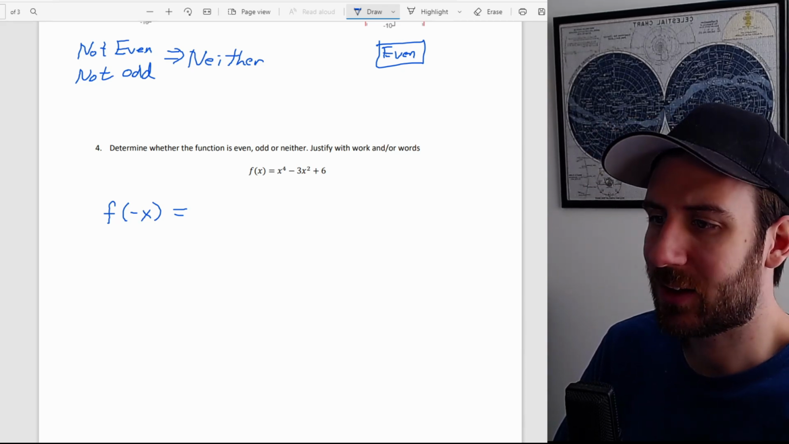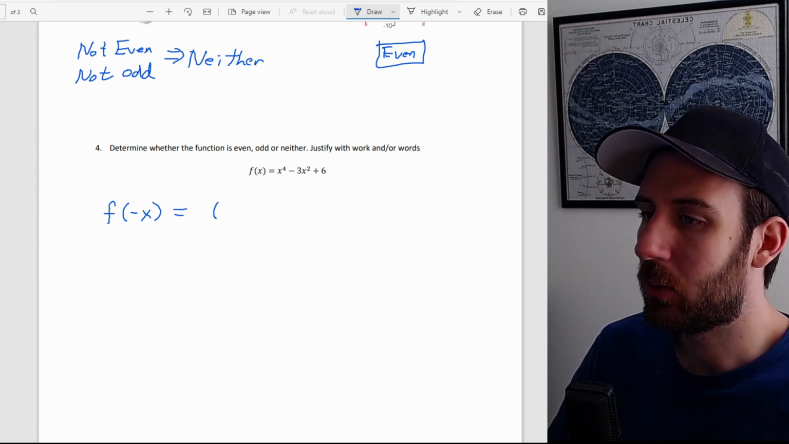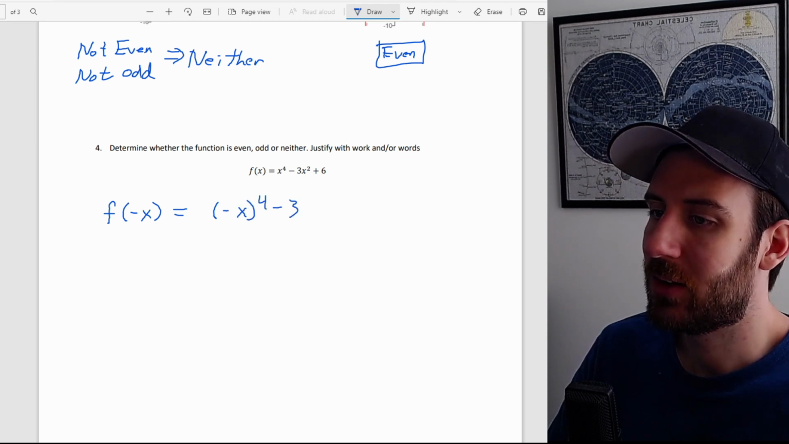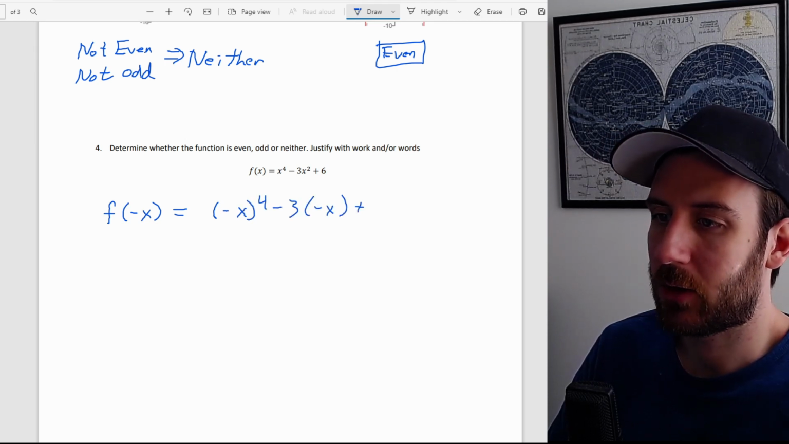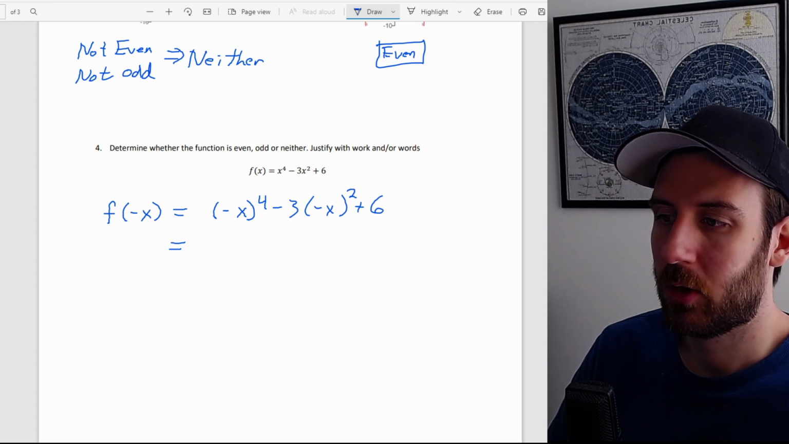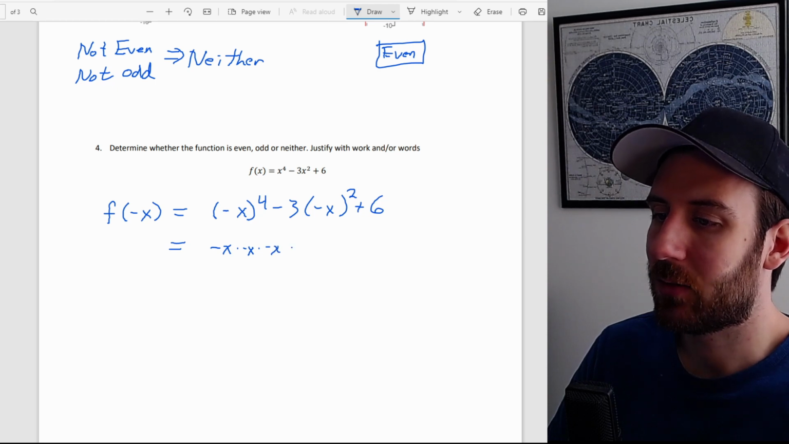So let's take a look at plugging in a negative x value here. If we plug in a negative x value, then we will get negative x to the fourth minus 3 times negative x, squared, plus 6. Now if we think through this, what does it mean to do negative x times itself 4 times? Well, it's going to be a negative x times a negative x times a negative x times a negative x.